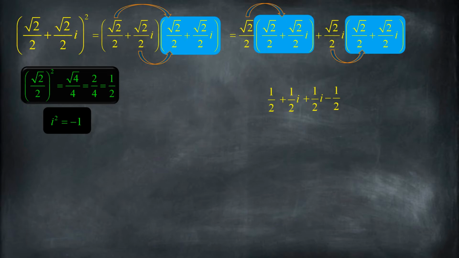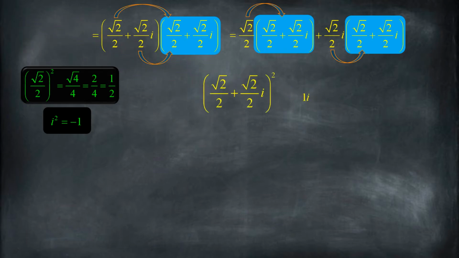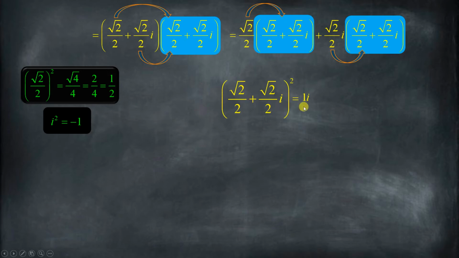Do you see? Now, we can simplify this a little bit. The 1/2 and the -1/2, those make 0. And I'm not very good at math, but I think 1/2i plus 1/2i is 1i. So it worked out just perfect. The square root of 2 divided by 2 plus the square root of 2 divided by 2i, that whole thing squared, just equals i. Huh.